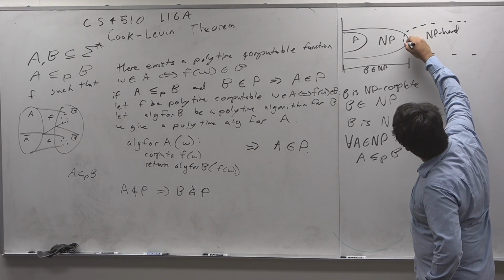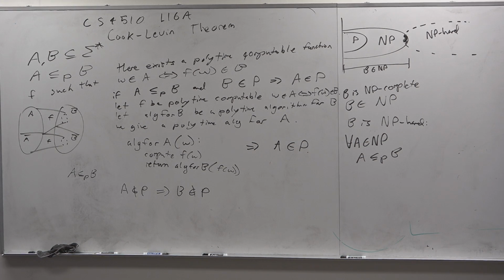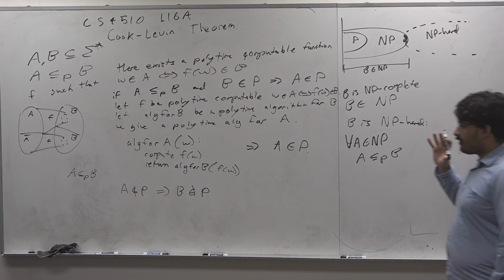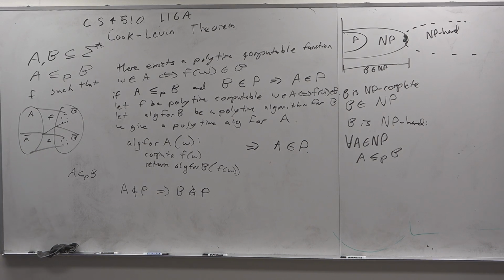And that's where the term completeness comes from. It's at the tip of NP. It's in NP, but it's still harder than everything in NP. That's why we call it NP hard, that's why we call it NP complete. It is a problem in NP that is one of the hardest problems in NP. That's what it means to be NP complete, right?